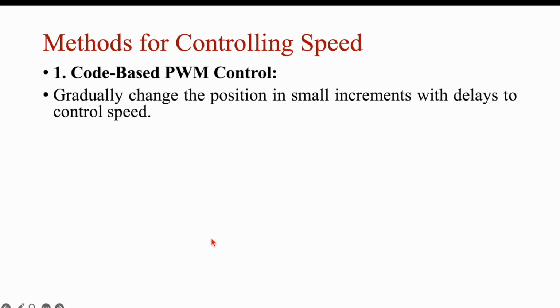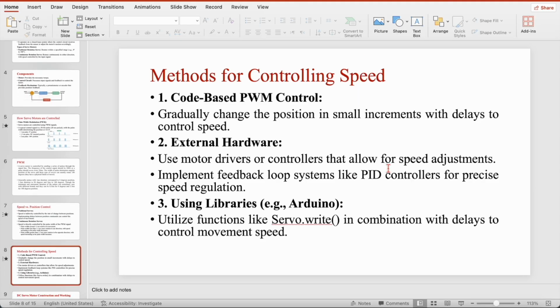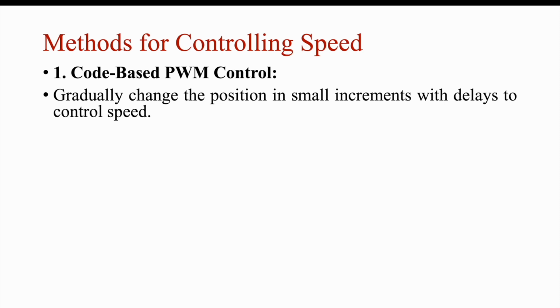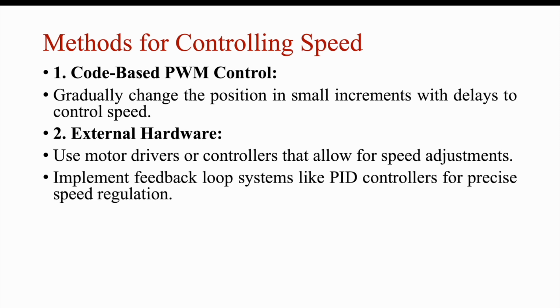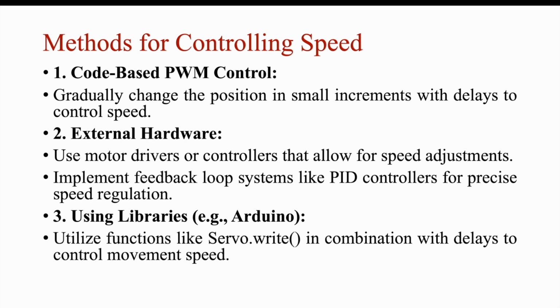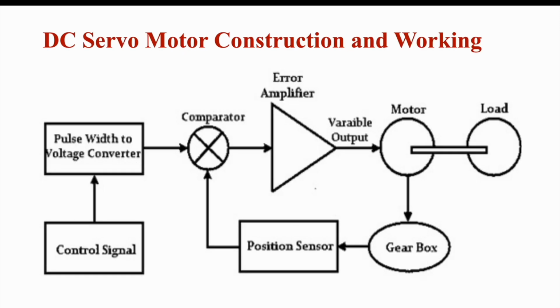Methods for controlling speed. The code-based pulse width modulation: here you can see that we gradually change the position in small increments with delays to control the speed. Another option is external hardware, using motor drives or controllers that allow for speed adjustment, or implementing a feedback loop system like PID controllers for precise speed regulation. Using libraries, you can use Arduino circuits that utilize functions like servo dot write in combination with delay to control the movement speed.